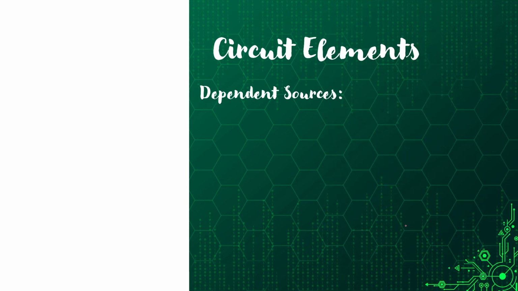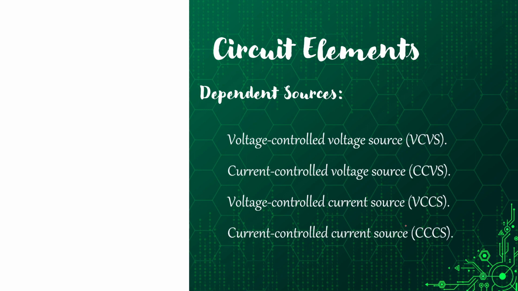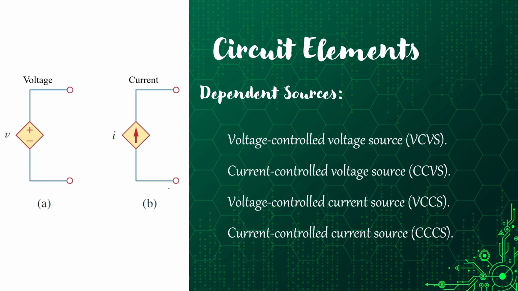Now, in dependent sources, we have four types. We have a voltage controlled voltage source, current controlled voltage source, voltage controlled current source, and current controlled current source. So we have four types of dependent sources. These are the symbols of dependent sources. We have a diamond with positive and negative for voltage, and a diamond with an arrow for a current.